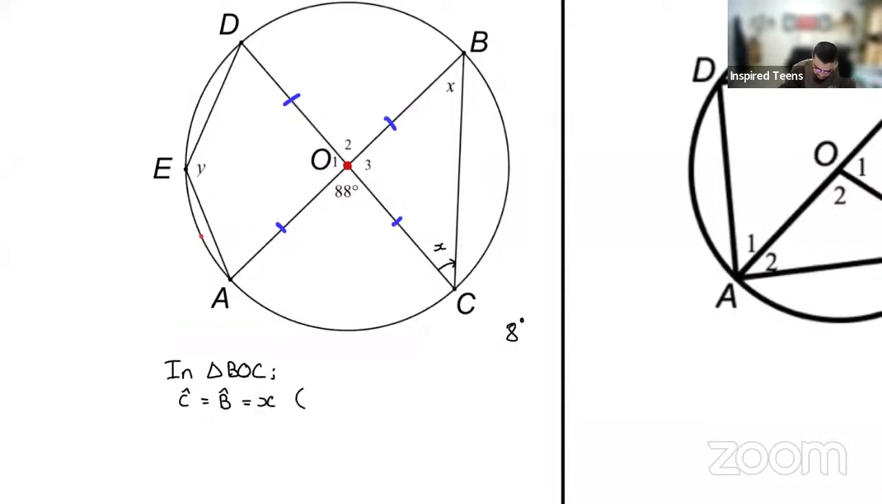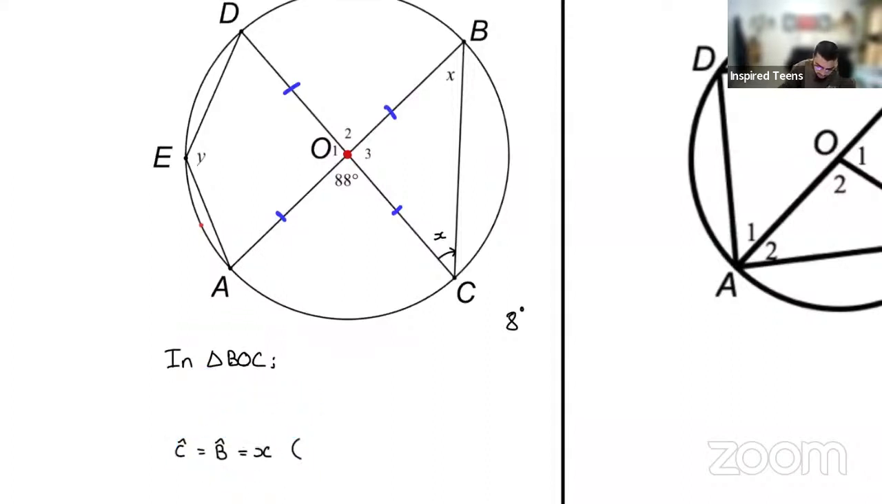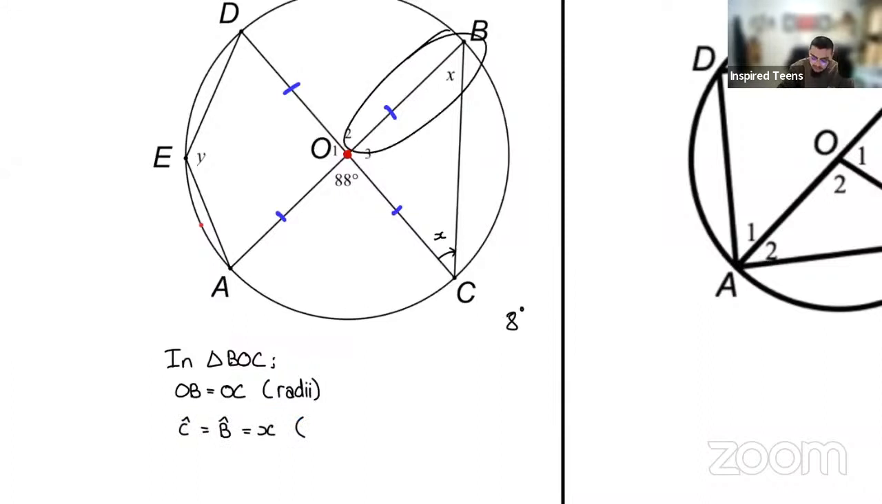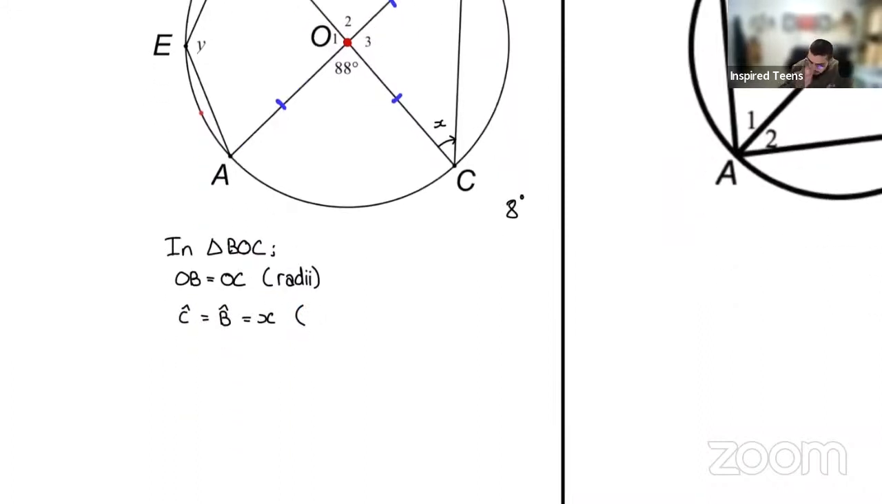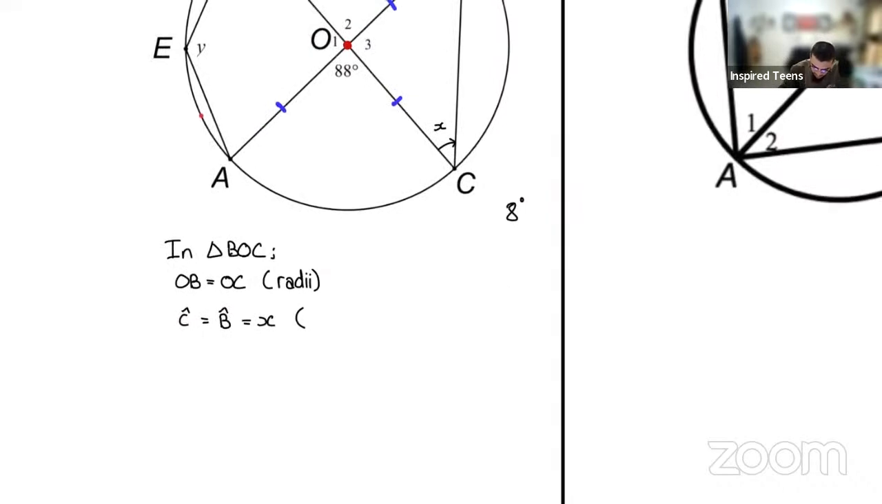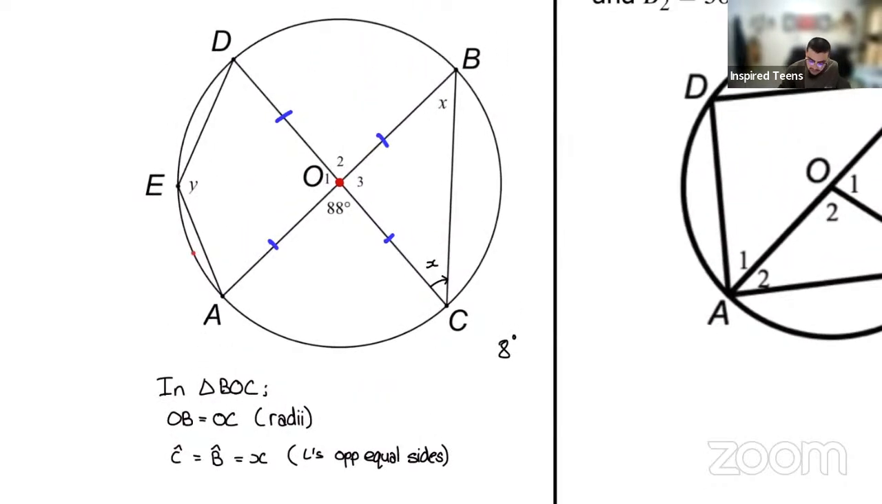The reason, firstly, we don't do that. We first have to say that OB is equal to OC, and the reason for that is they are radii. Thereafter, we can conclude that those angles are equal, because now that we've given a reason that this side is equal to that side, we can say that angle C is equal to angle B. Why? Angles opposite equal sides. This is where we use this reason, because from the sides we prove that the angles are also equal. So this guy is X, right?